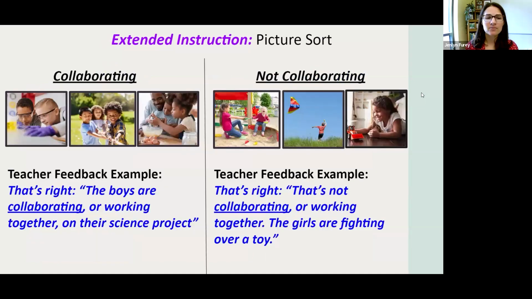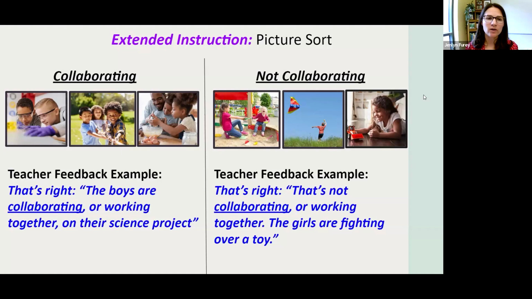And here are some examples of the teacher feedback. So for the correct classification of the target word, we might say that's right. The boys are collaborating or working together on their science project. And then we're explaining that's not collaborating or working together. The girls are fighting over a toy. So these are just some examples of the activities that you can do while using picture support.